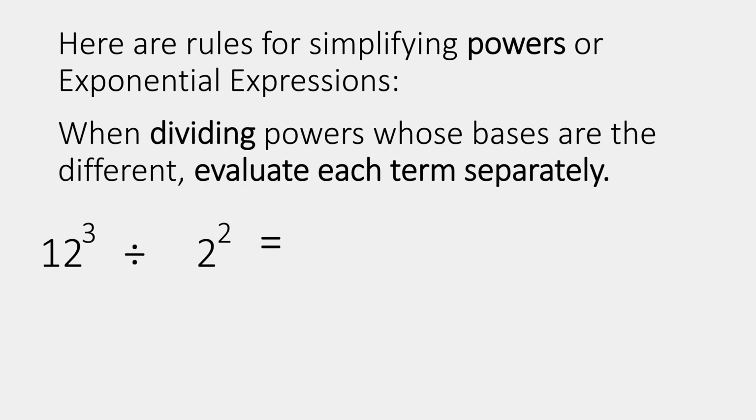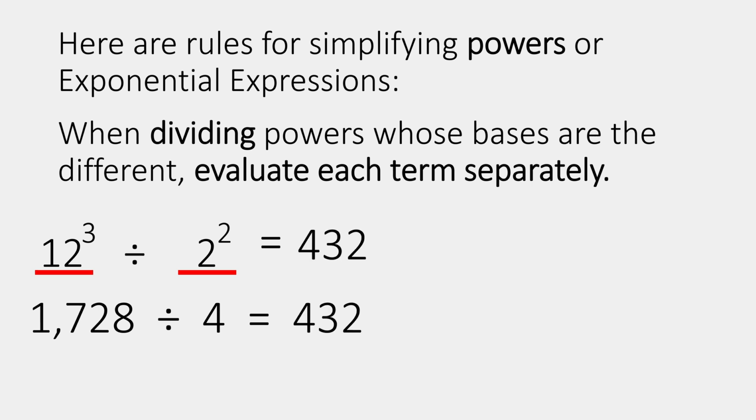However, when dividing powers whose bases are different, we have to evaluate each term separately. 12 cubed and 2 squared. Notice 12 and 2, the bases are different. So let's evaluate each term separately. 12 cubed, 12 times 12 times 12, is 1,728. 2 squared is 4. So let's divide the two numbers and we get 432.